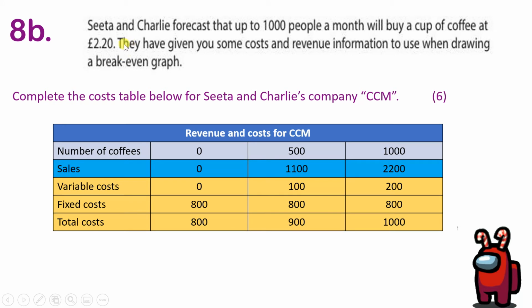Question 8B, you've got Sita and Charlie forecast that up to 1,000 people a month will buy a cup of coffee at £2.20. They've given you some cost and revenue information to use to draw the break-even graph on 8C. You do need to complete the table, but you've only got fixed costs and total costs to deal with, so you've got a lot of numbers already sorted. So here are the numbers in the red box for you to sort.